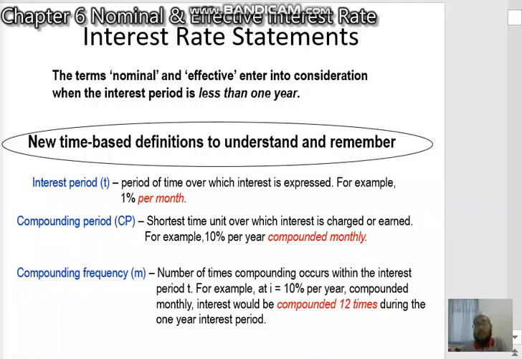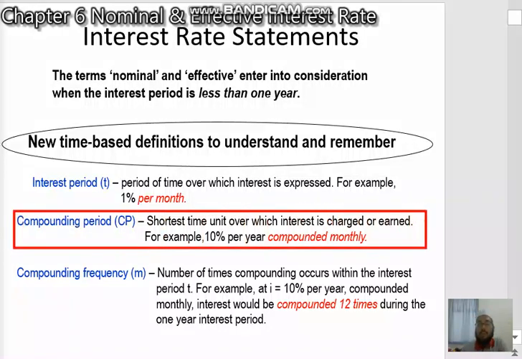Another term that is important that we have to understand is the compounding period concept, using the symbol CP. So compounding period is defined as the shortest time unit over which interest is charged or earned, for example, 10% per year compounded monthly, 10% per year compounded quarterly. So the compounding is less than 1 year. This is an example in which the effective interest must be taken into consideration.